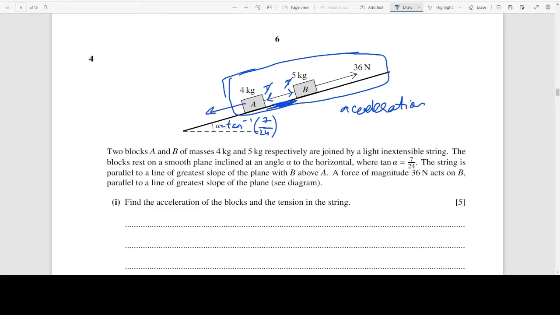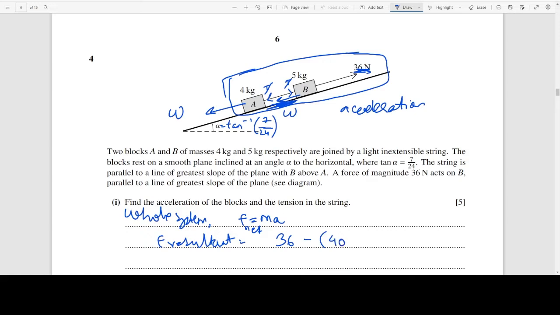We have the weight component of 4 kg downwards, and the weight component of 5 kg, and these are the only downward forces, and the upward force is 36 Newton. So if we apply the formula F equals ma on the whole system, we'll need the resultant force on the whole system, which is going to be 36 minus the total of the weight components of both of them.